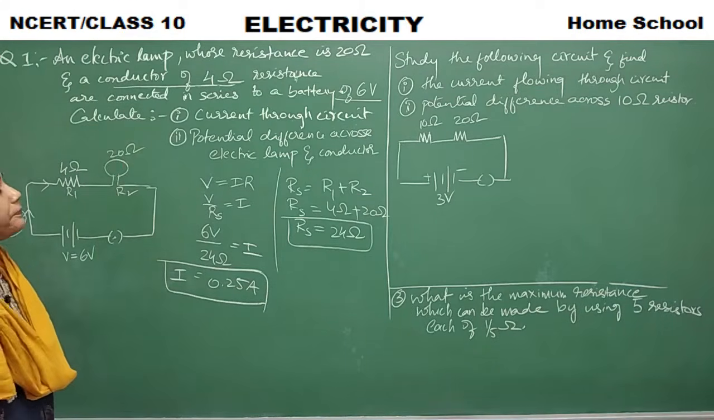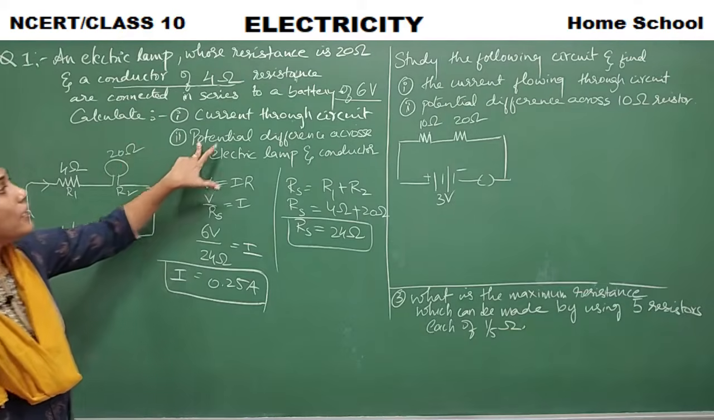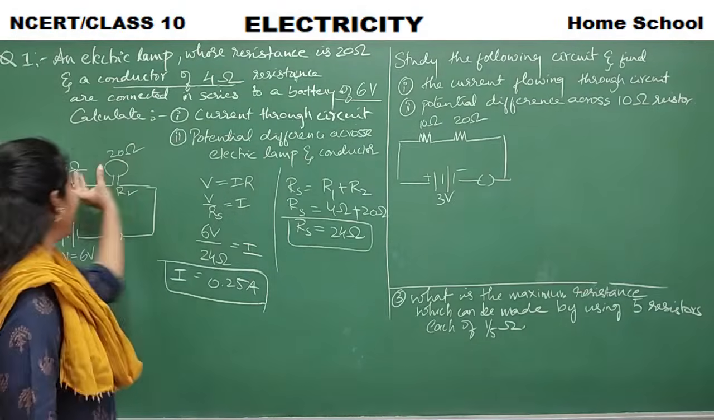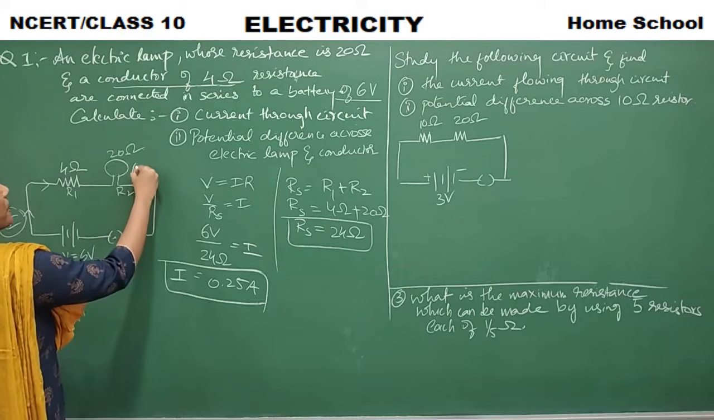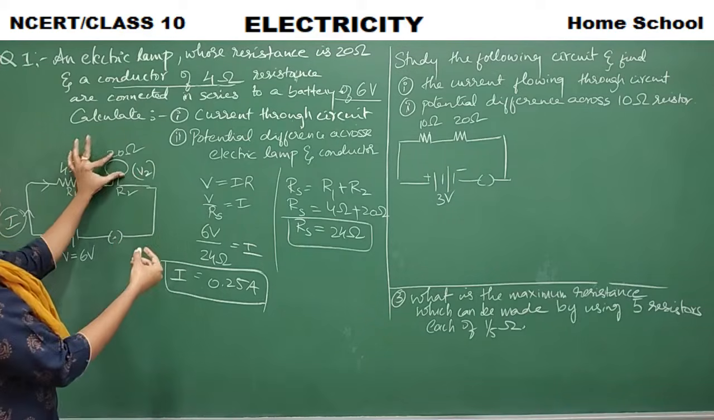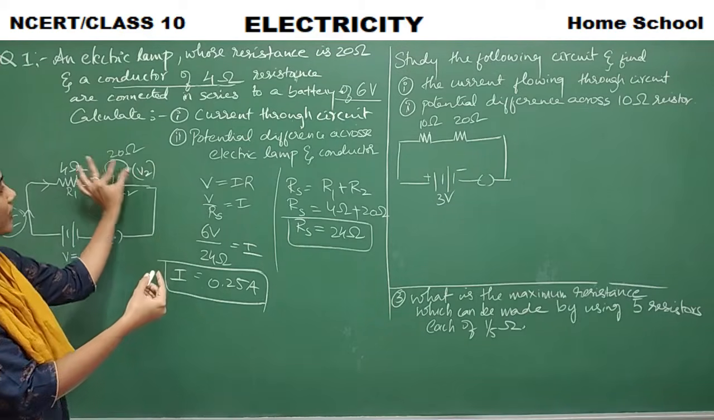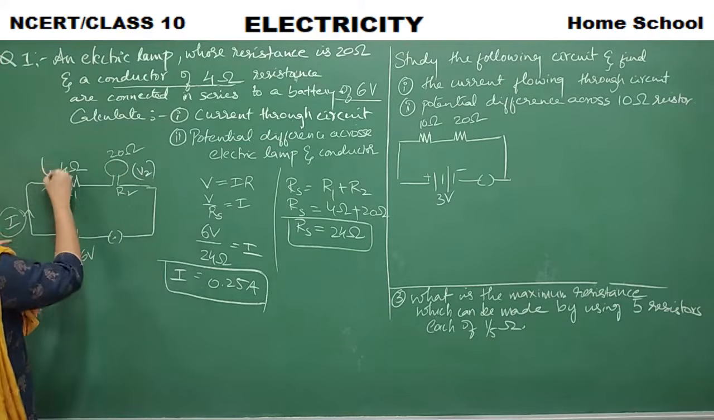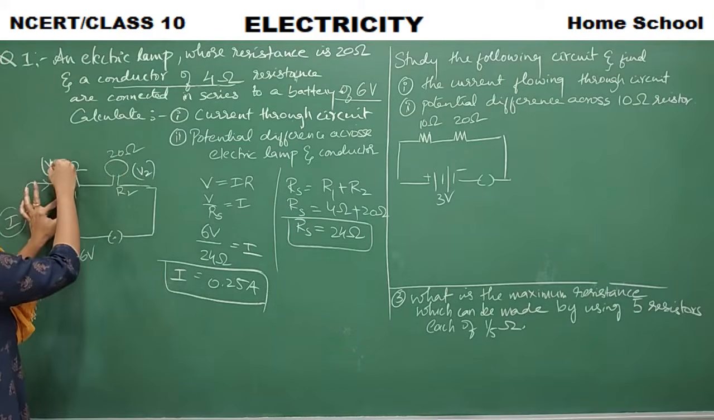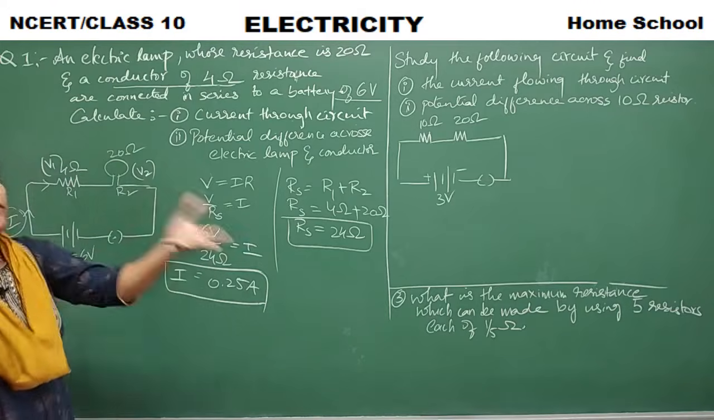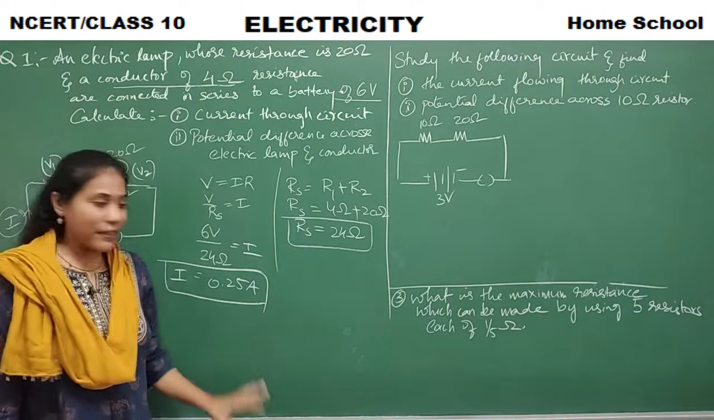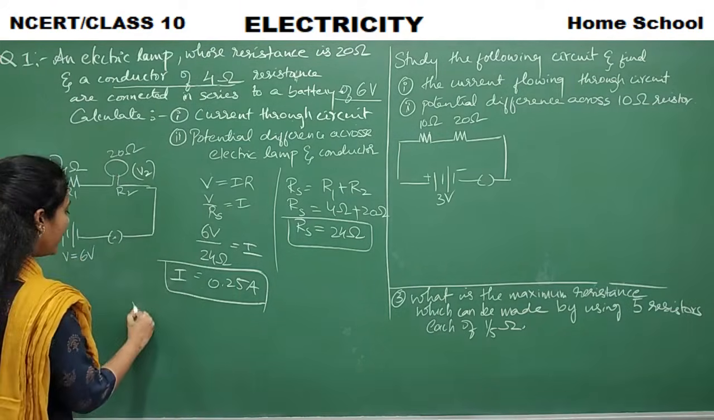First question is over. Now what's the second question? Potential difference across the electric lamp. That means let the electric lamp's potential difference be V2. We took its resistance as R2. Let its potential difference be V2 and the potential difference of this resistor be V1. So they are asking what is the V1 value and what is the V2 value. Clear everybody? So how do you find the V1 value here?